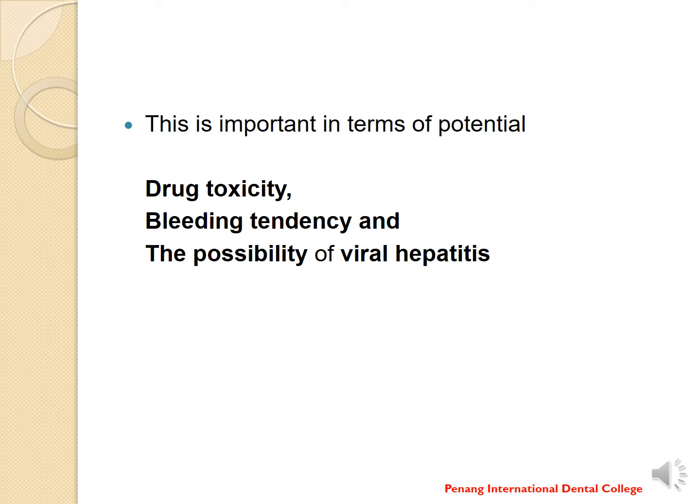Okay, so why are hepatic disorders assuming so much importance to us? In what way is this going to affect our practice? We have to know about drug toxicity, then bleeding tendency, and the possibility of viral hepatitis. Hepatitis is inflammation of the liver, and viral hepatitis has a viral etiology. We already know about hepatitis B, you know already how important it is, and why the liver is of so much importance.